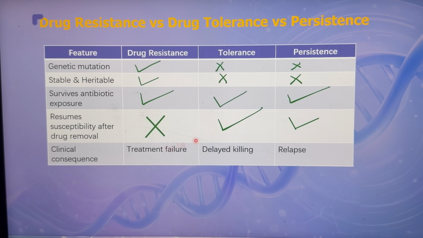This is drug resistance. And tolerance is not due to genetic mutation. The bacteria survive temporary antibiotic exposure because of a transient physiological state. Once the drug is removed, they become susceptible again. Clinically, this causes delayed bacterial killing. And persistence is also non-genetic. A very small subpopulation of dormant or metabolically inactive bacilli survives therapy. These persisters regain susceptibility when they start growing again, but they can cause relapse after treatment. So remember one simple rule: resistance is genetic and permanent. Tolerance and persistence are phenotypic and reversible.